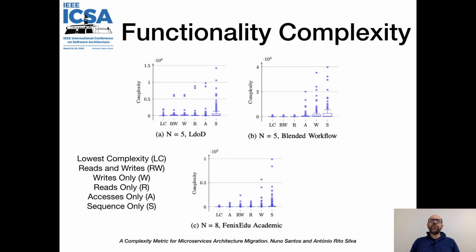Then we decided to try to understand, for all the functionalities, what happens when you pick a particular combination of similarity measures. For instance, the first one is the lowest complexity case, in this case for LDOD, when the number of clusters is 5. We can see again that we have some outliers, but the values are very close, so most of the functionalities have the same complexity.